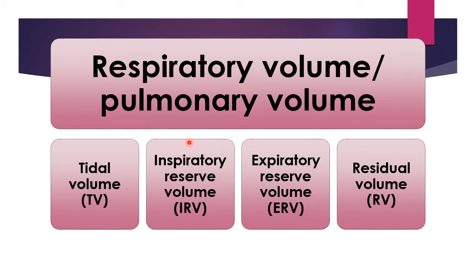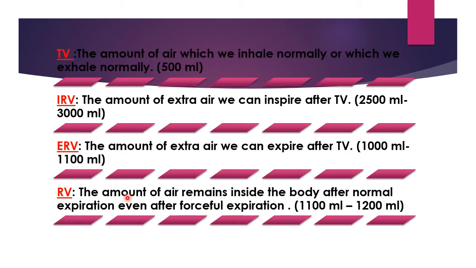Respiratory volume or pulmonary volume is actually a combination of tidal volume, which we call TV, inspiratory reserve volume IRV, expiratory reserve volume ERV, and residual volume, that is RV. Now let's see what these four volumes actually are. First of all, TV or tidal volume.